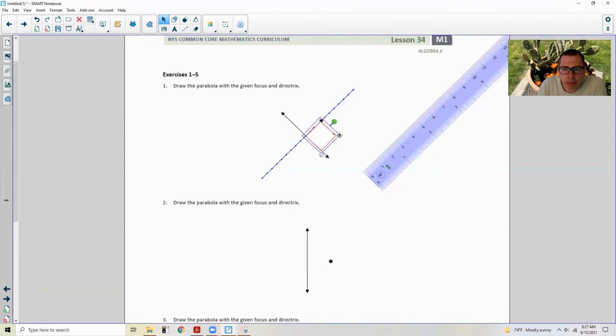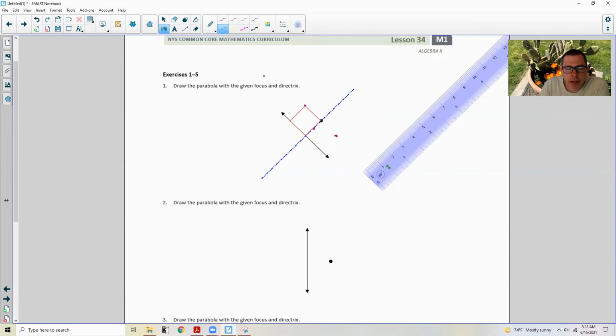Actually, the easiest way to do this would be a circle. Let me just expand that a little bit. I'm just trying to give you an idea of what we're trying to do. Okay, that's about right there. So if I have a square, what does that mean? Well, it means this distance is equal to this distance. So therefore, this point right here has to be the same distance from the focus and the directrix, so it would be on the parabola.